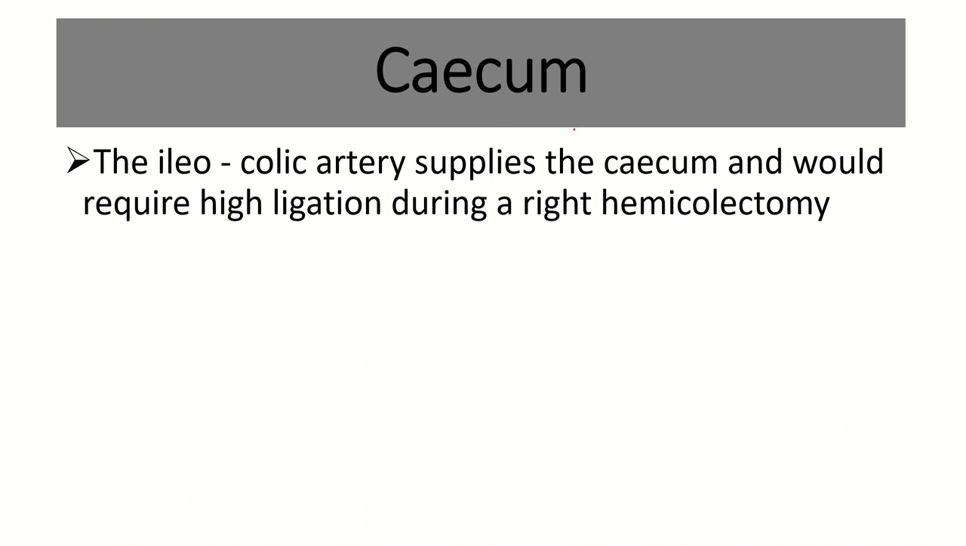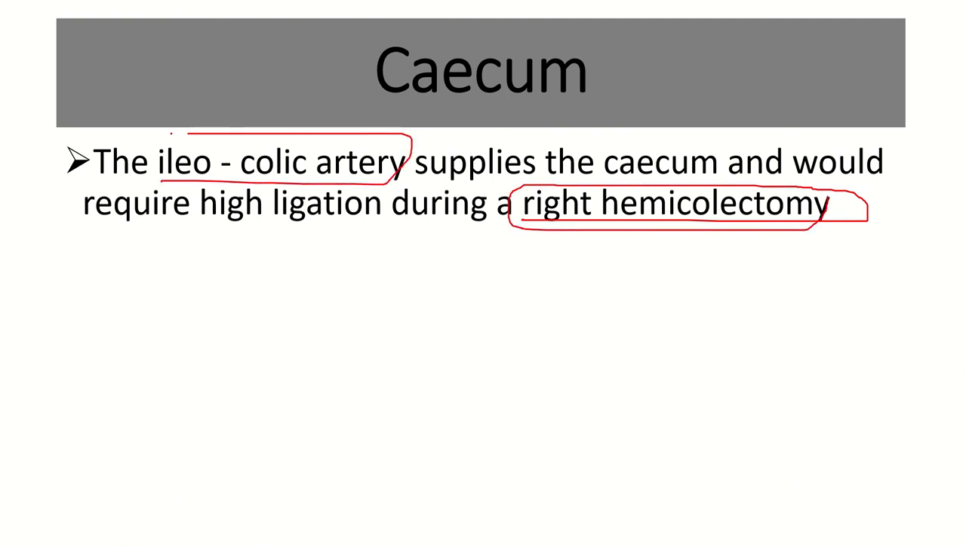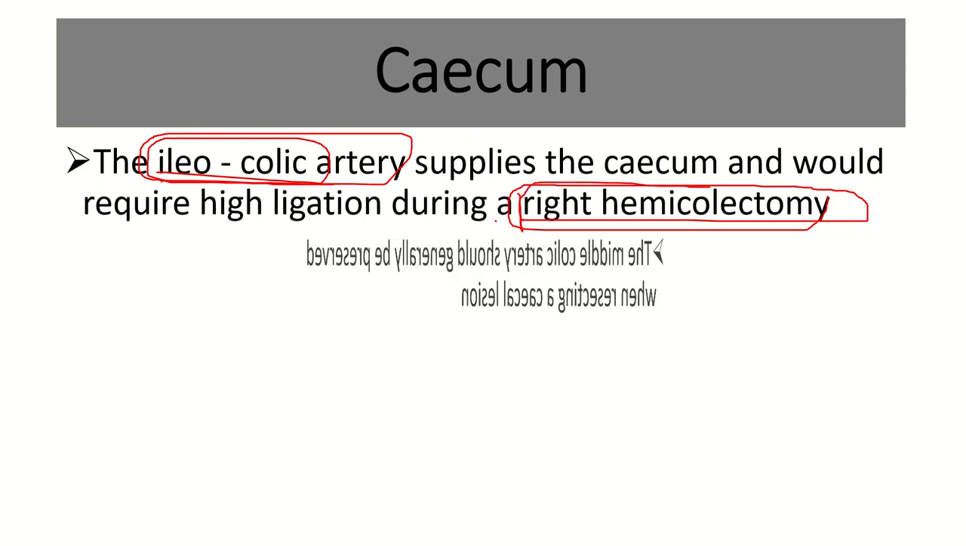The ileocolic artery supplies the cecum and may require high ligation during right hemicolectomy. So during the right hemicolectomy procedure, this ileocolic artery should be highly ligated, and sometimes the ligation reaches up to the superior mesenteric artery. So sometimes the ileocolic artery, or its main trunk, the superior mesenteric artery, may be ligated during the right hemicolectomy, which is a large operation.